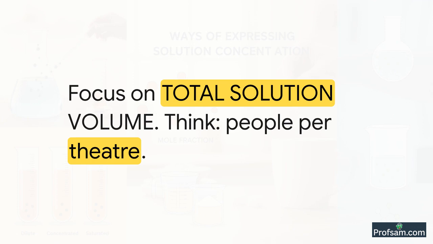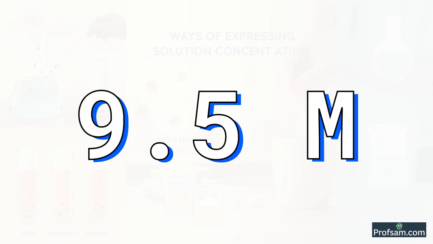We are measuring based on the entire space. We know that molarity is the number of moles of solute per 1 liter of solution. So we take our 1 mole of salt and we divide it by our total volume, which is 0.105 liters. This gives us a molarity of about 9.5 molar.